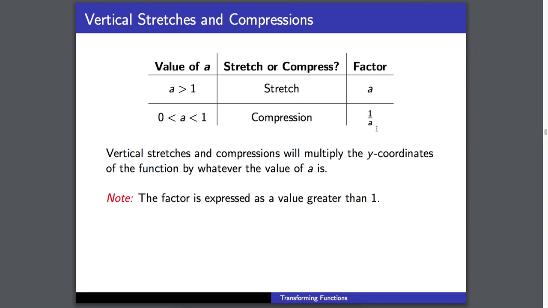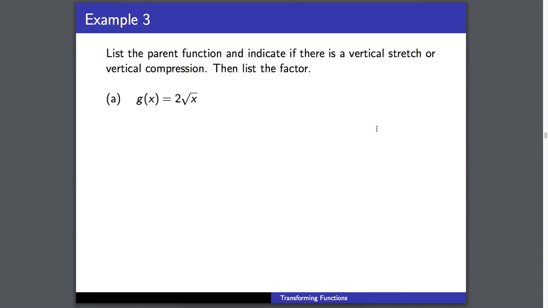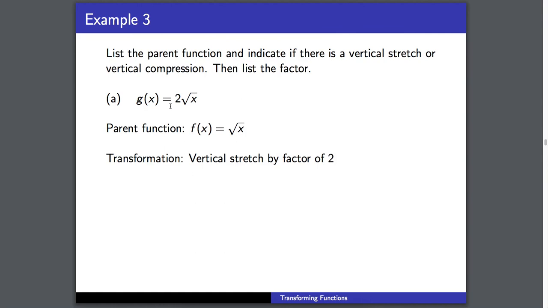were originally. All right, example 3, list the parent function and indicate if it's a vertical stretch or compression, then list the factor. So we have g of x equals 2 times the square root of x. Well, our parent function, as we saw from the previous video, would be the square root of x. And then we're multiplying it by 2, which is a number bigger than 1. So it's a vertical stretch by a factor of 2.